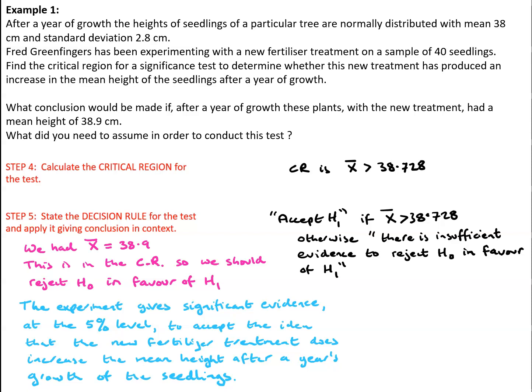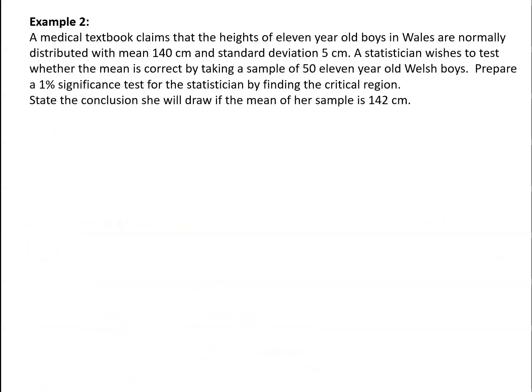For our second example then, we've got a medical textbook claims that the heights of 11-year-old boys in Wales are normally distributed with a mean of 140 centimetres and a standard deviation of 5 centimetres. A statistician wishes to test whether the mean is correct by taking a sample of 50 11-year-old boys. Prepare a 1% significance test for the statistician by finding the critical region, and state the conclusion she will draw if the mean of her sample turns out to be 142 centimetres.